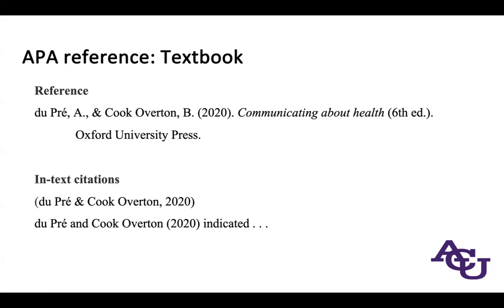For instance, here, you may want to cite your textbook, especially in the introduction of your paper as you're setting up your discussion. The textbook follows the reference format for a book. So we have the author's names, Dupre and Cook Overton, last names, first initials, connected by an ampersand. I have the year in parentheses, I have the title of the book, I have the edition number, and I have the publisher. To cite the book in text according to APA guidelines, you can put the author's names and the year in parentheses at the end of your sentence, or you can name the authors in your sentence and put the year in parentheses after their names.